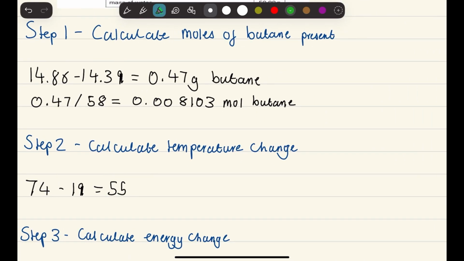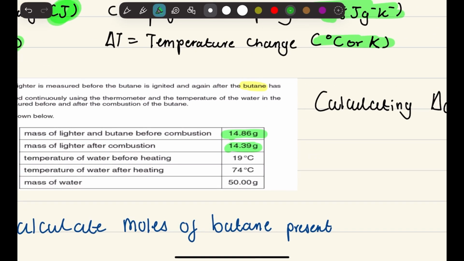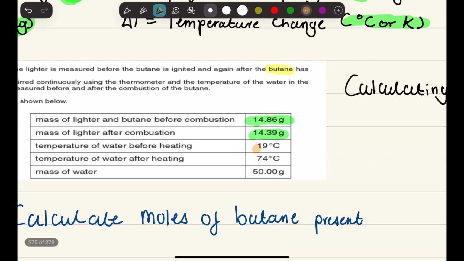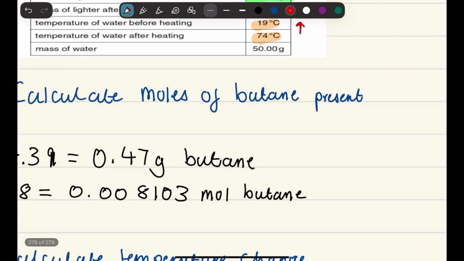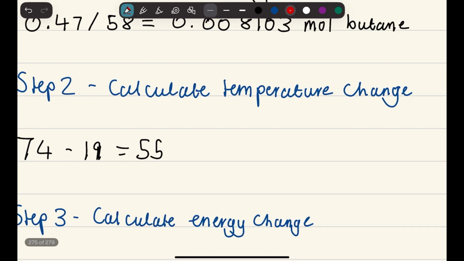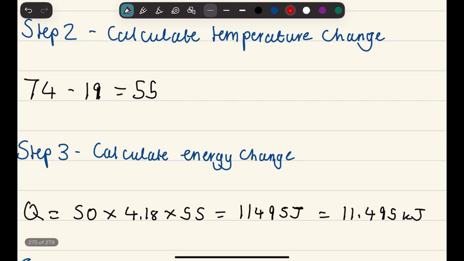Let's go. We need to get the temperature change, so that we can use that formula Q equals MC change in T. So let's look here. We said that before heating was 19, after it was 74. So just know the temperature has gone up. That's going to be important later. So we'll calculate that temperature change, 55 degrees Celsius. Happy days. Now we can just plug it into the formula.